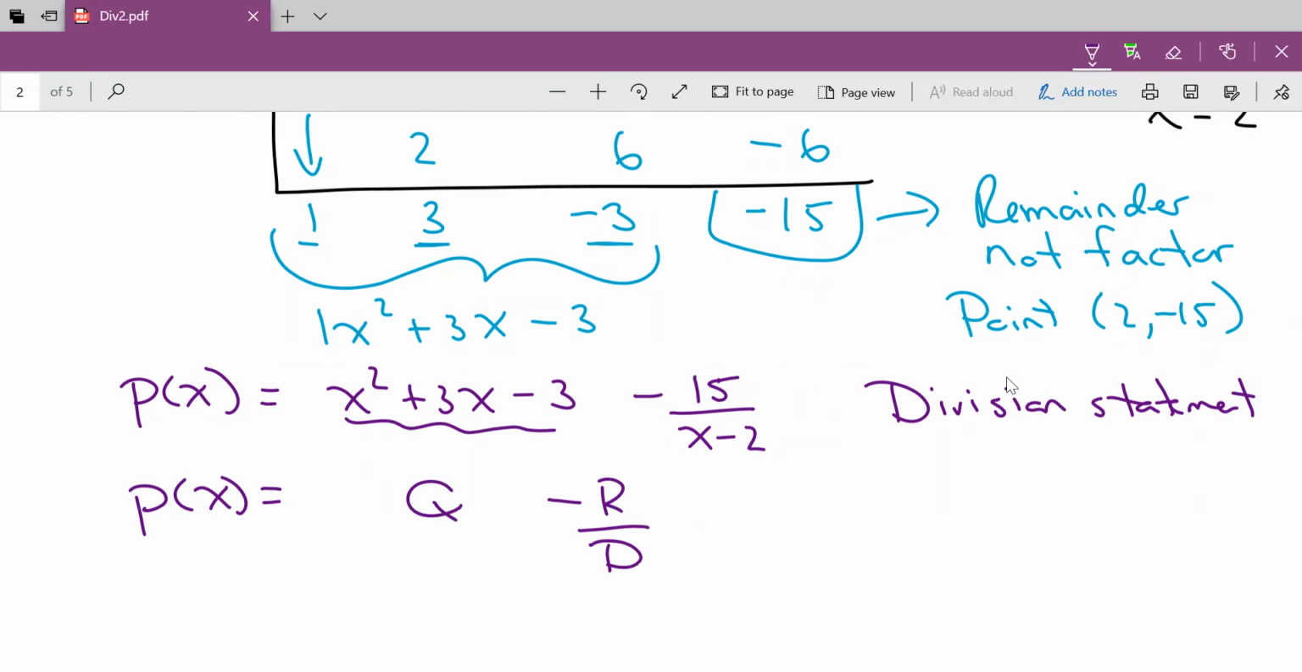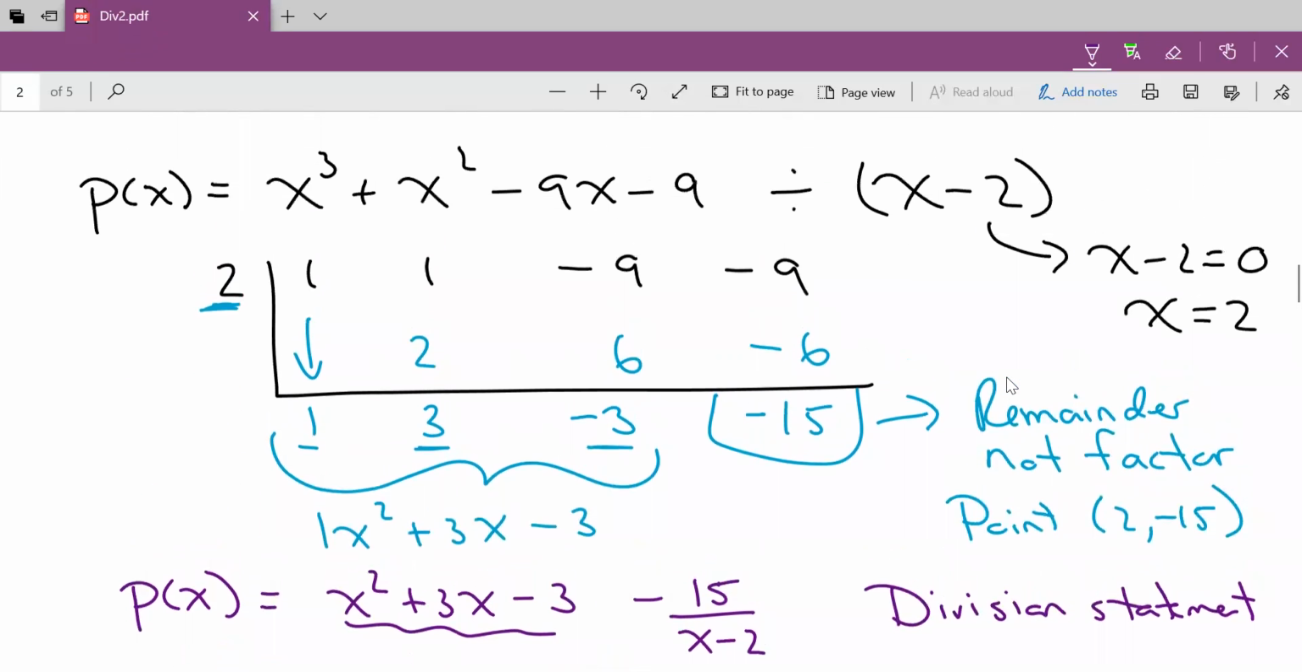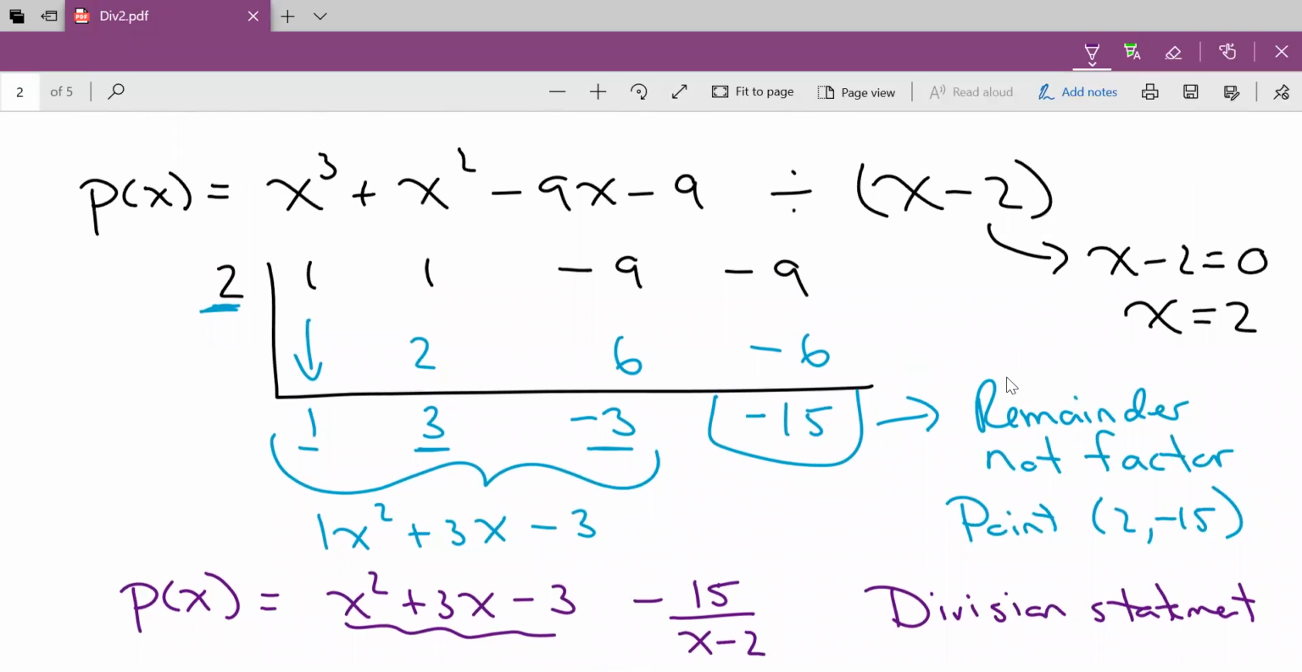So synthetic division is a speedy little way to divide. Some students, like I said, prefer it over long division, but in the grand scheme of things, I'd like you to practice both. When you get to calculus, trust me, long division is going to be the way you're going to want to go.